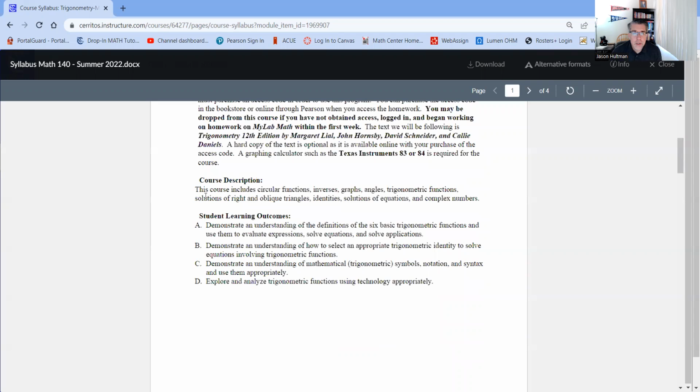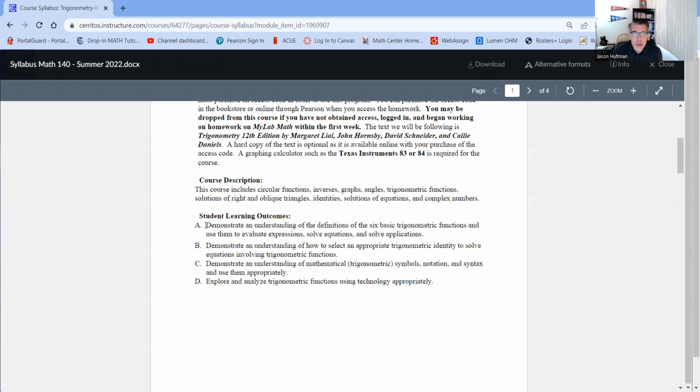Course description. This course includes circular functions, inverses, graphs, angles, trigonometric functions, solutions of right and oblique triangles, identities, solutions of equations, and complex numbers, none of which I really expect you to know because you haven't taken the course yet. Student learning outcomes. This is what you'll need to know by the end of the course to show mastery of the course.